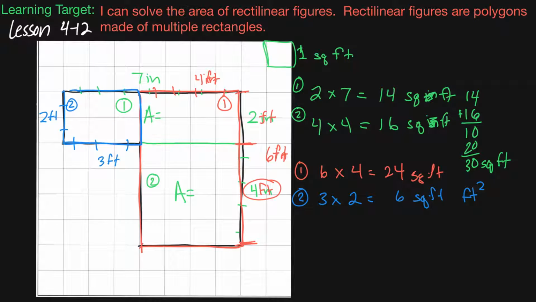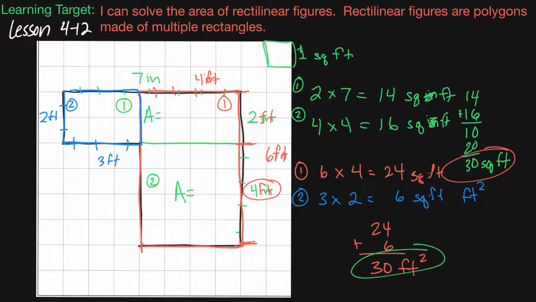Just like I did before in the last problem, when I combined both of the areas from each figure, I need to do the same now, and I'm going to combine 24 plus 6, which equals 30 feet squared. Noticing both my answers are the same, which shows you there's multiple ways of solving rectilinear figures. The only thing I had to do is separate it into 2 separate rectangles each time and then add up both.